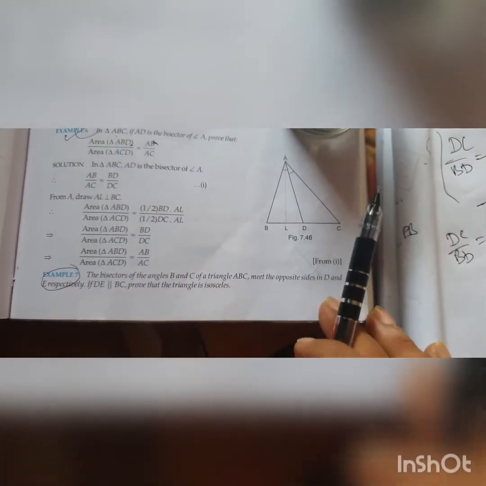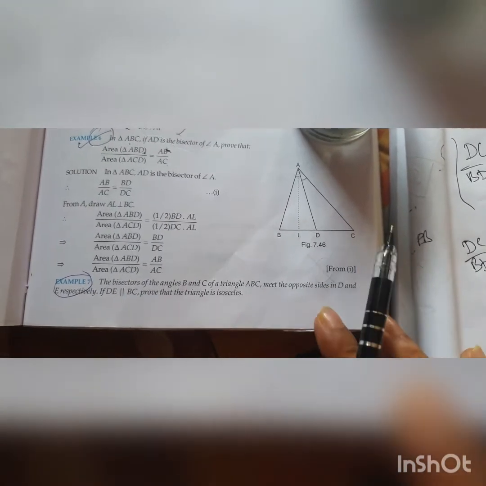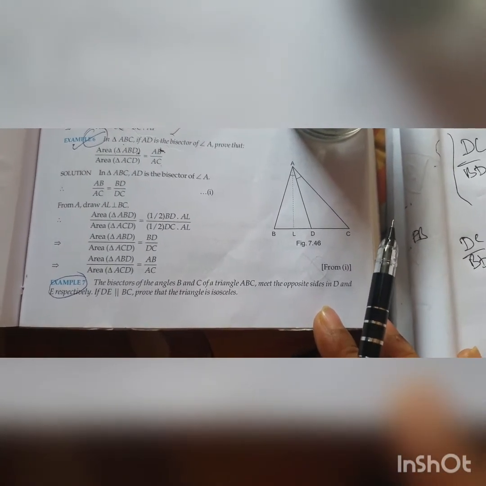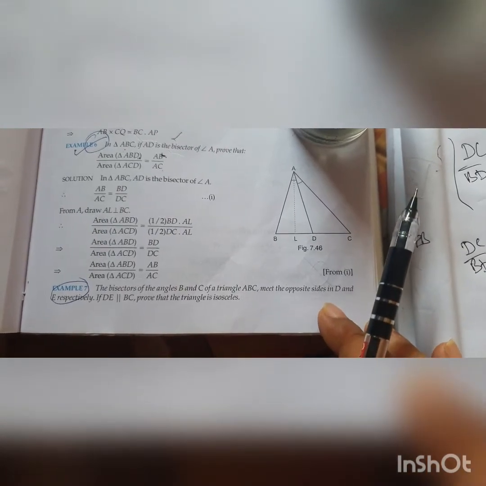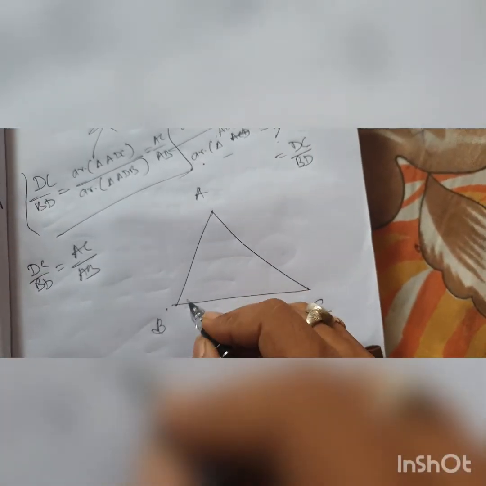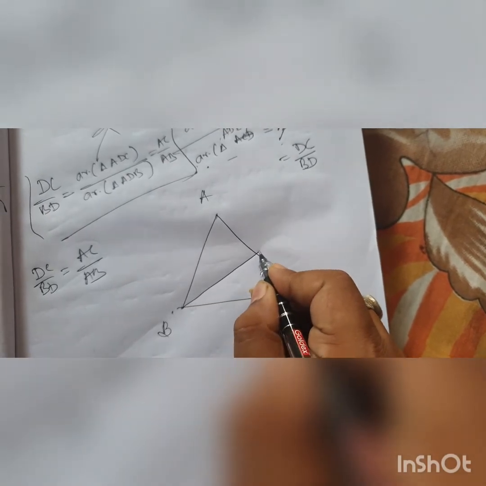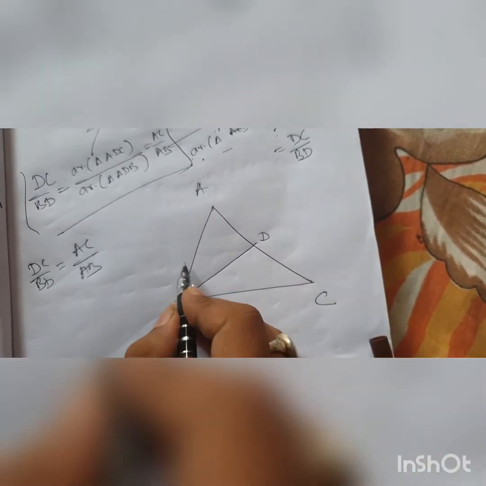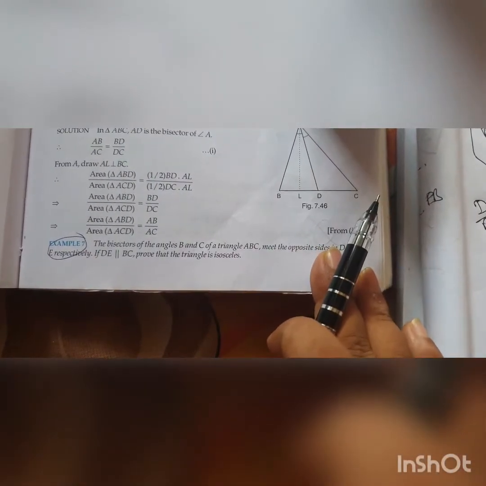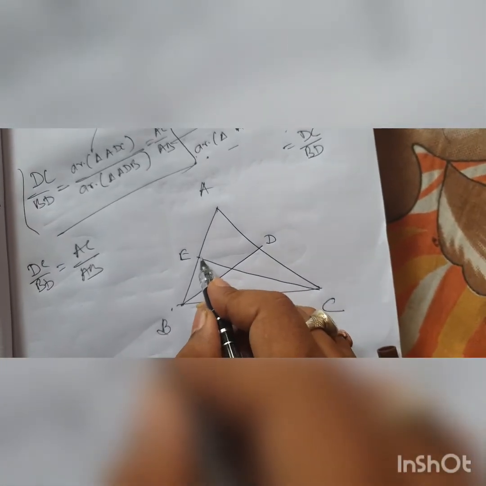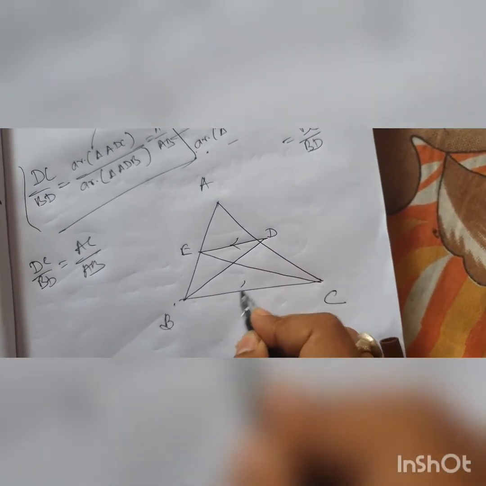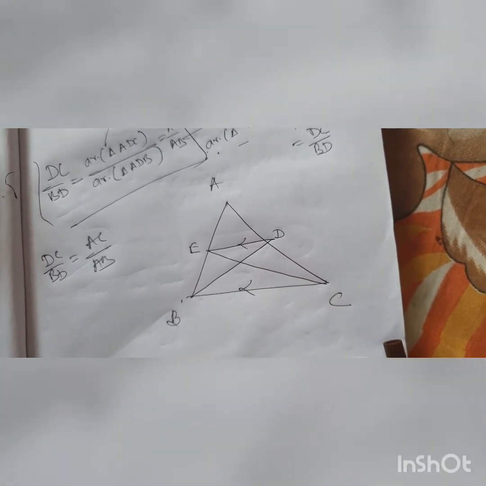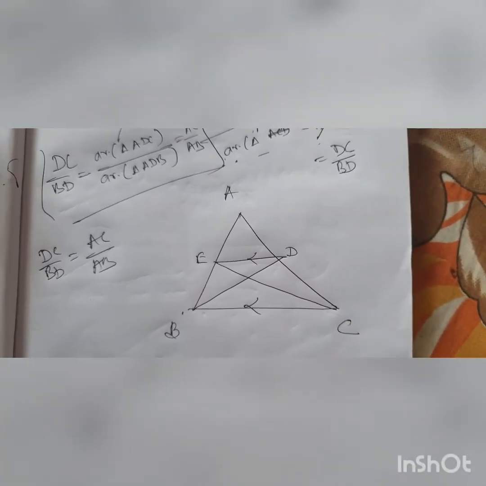Now what have they said? They have said the bisectors of angles B and C meet the opposite sides at D and E respectively. The bisector of B meets at D and the bisector of C meets at E, the opposite sides. If DE is parallel to BC, prove that the triangle is isosceles. So how can you do it?